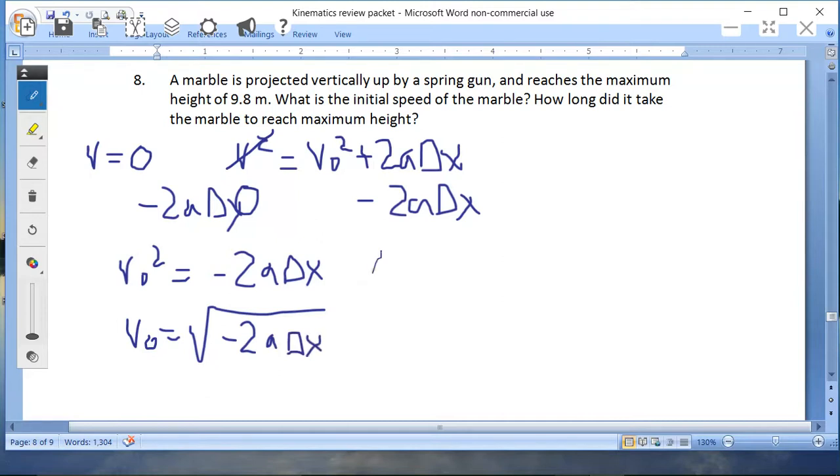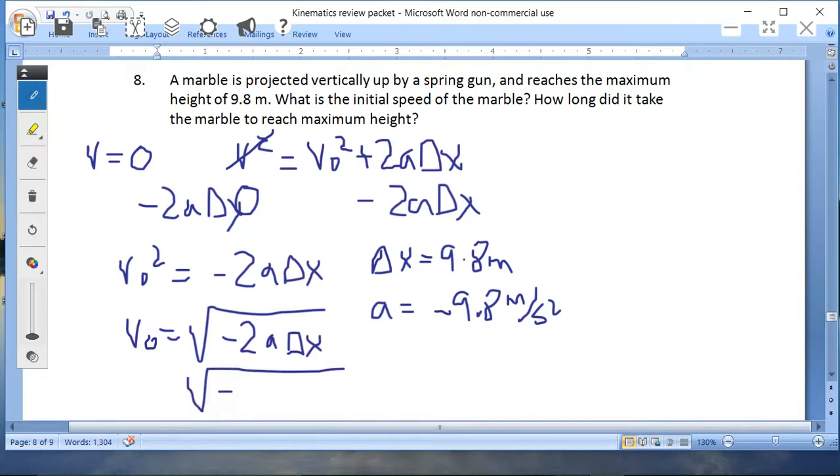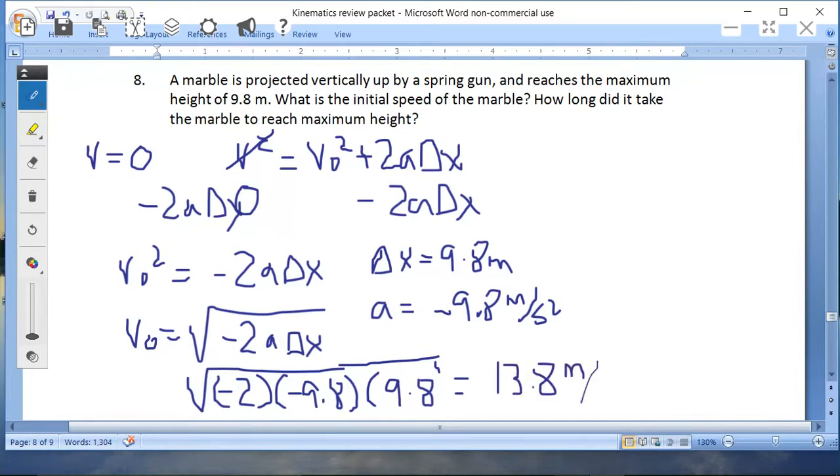Reading my problem, my delta x is 9.8 meters, and my acceleration is negative 9.8 meters per second squared. I can plug my values into my square root. It's negative 2 times negative 9.8. This way I don't have an error when I solve for the square root of a negative number. And this works out to be 13.8 meters per second.